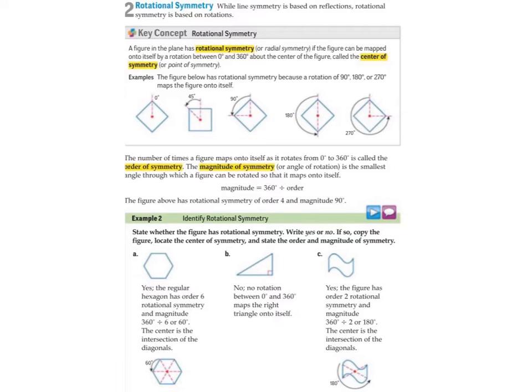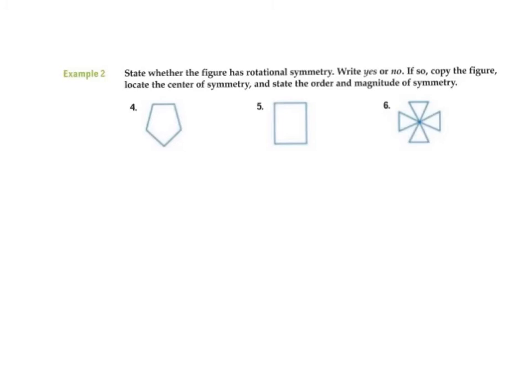So this is a regular hexagon, a 6-sided figure. First and foremost, we know it's order of 6, and if we do 360 divided by 6, it will look identical every 60 degrees. Let's have a look at question number 4. First and foremost, write yes or no. This is a pentagon, but it's not regular, so that one's going to be no. It's got line symmetry, but it hasn't got rotational symmetry.